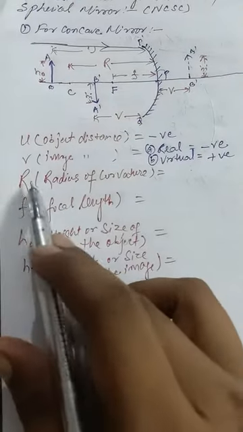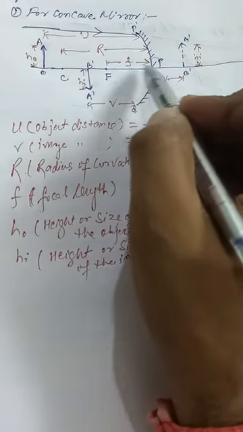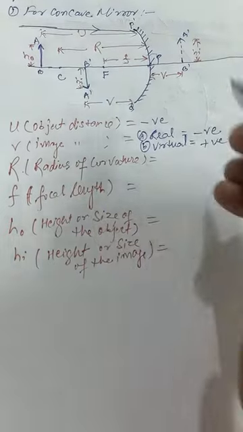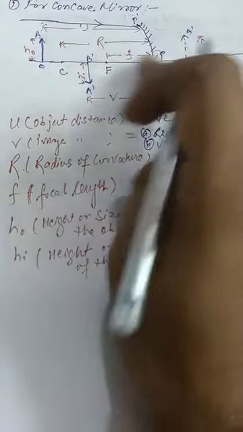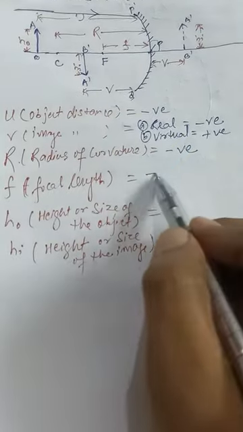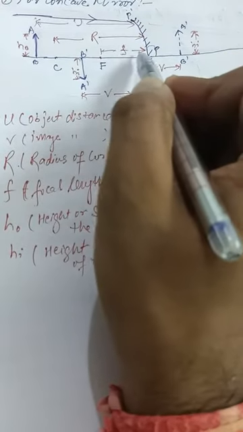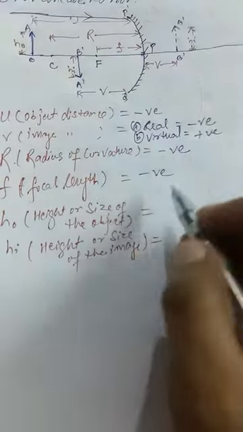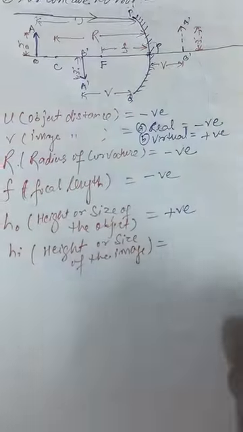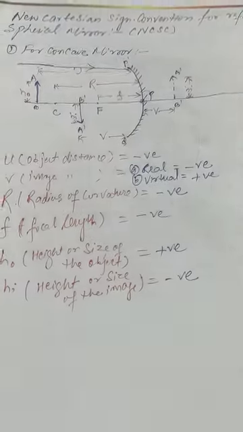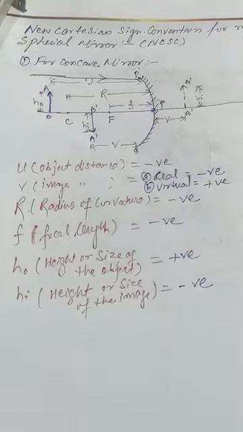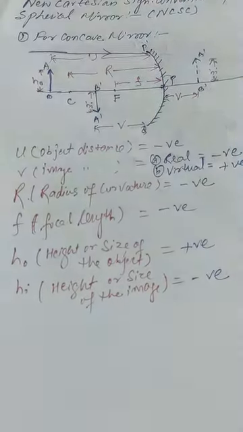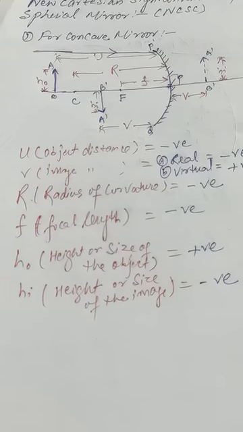And next is the radius of curvature. From the point P to the center of curvature, this is also negative because it is against the direction of the light. F is also negative, you see P to F, left side. And HO, the size of AB, is always positive, upper side, while downward is HI. So these are the sign conventions used for the concave mirror. Now we come to the next point, the convex mirror.